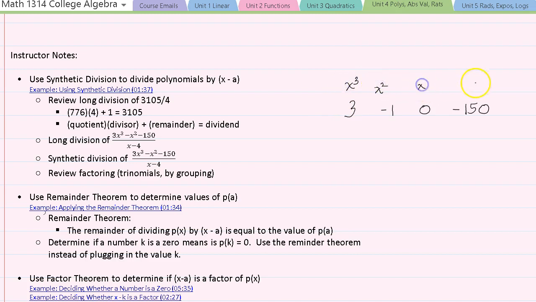If the polynomial had the highest power of 5, we would need a coefficient for the x to the 5th, for the x to the 4th, for the x to the 3rd, for the x squared, and for the x term, as well as for the constant term.